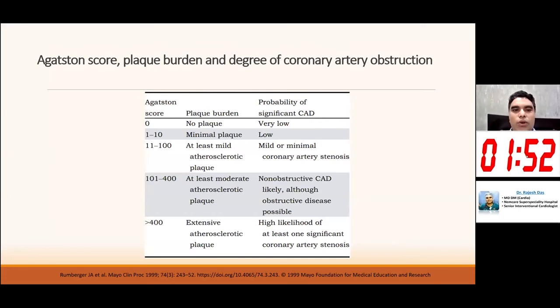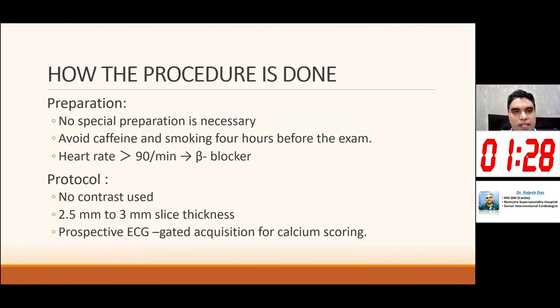Based on the Agatston score, we can have an estimate of the plaque burden and the probability of significant CAD. If the Agatston score is 0, then we can say that there is no plaque and the probability of CAD is very low. And if the Agatston score is more than 400, then we can say that there is extensive atherosclerotic plaque and a high likelihood of at least one significant coronary artery stenosis.